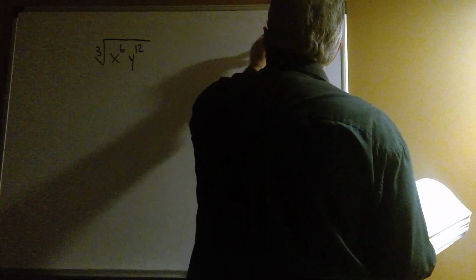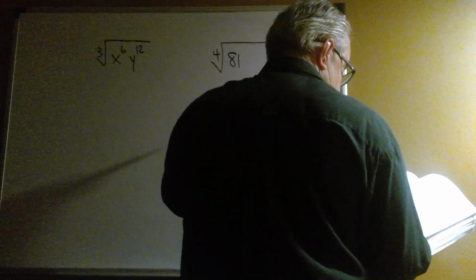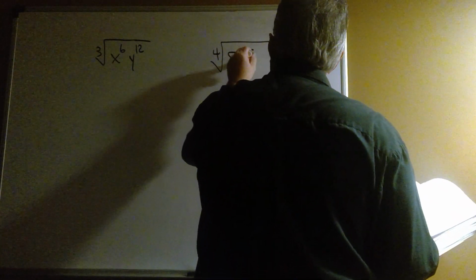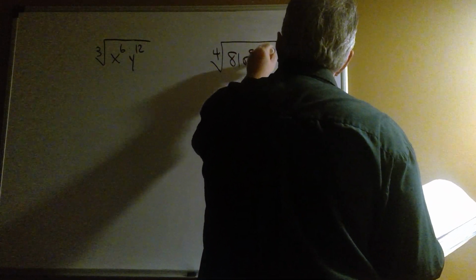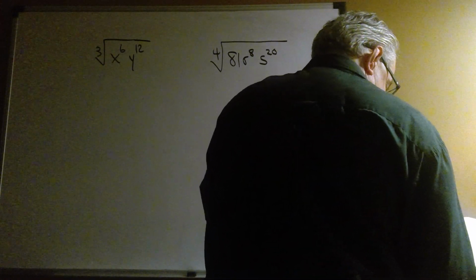And the next one, I have the 4th root of 81 r to the 8th s to the 20. My God, didn't I do this? Or is that similar to one I had earlier?